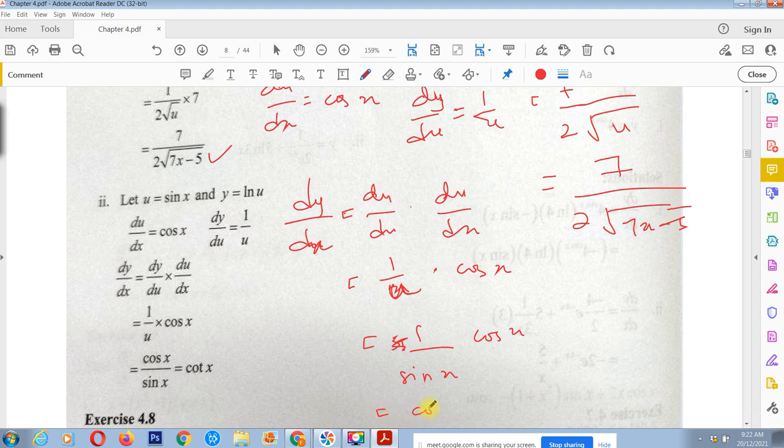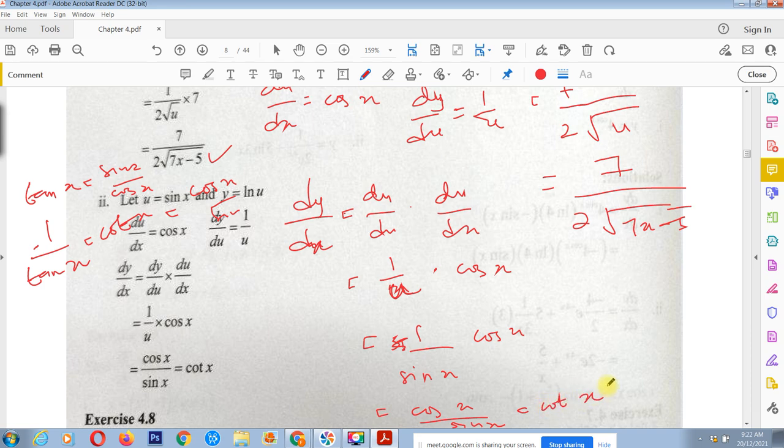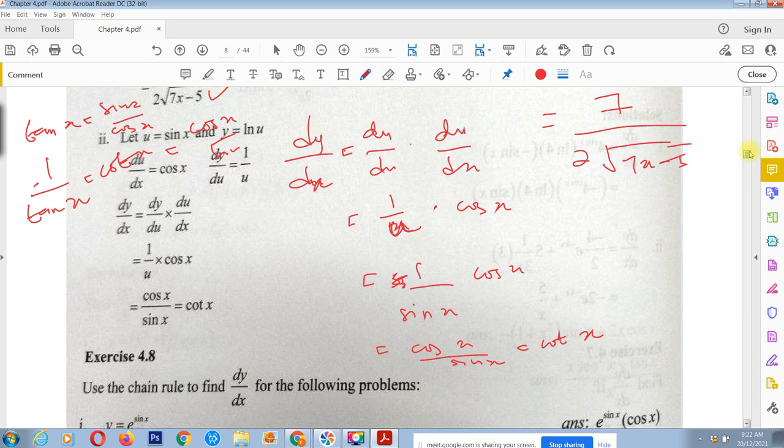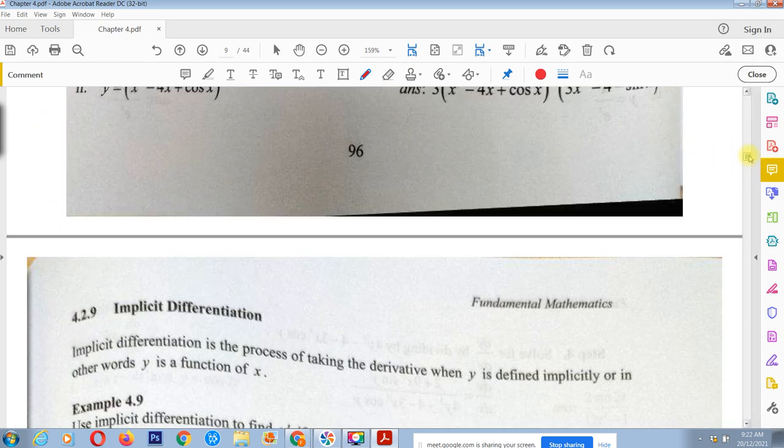So we got cos x over sin x. Tan x equals sin x over cos x, so 1 over tan x equals cot x, cotangent x, which equals cos x over sin x. So this is equal to cotangent x. Okay.